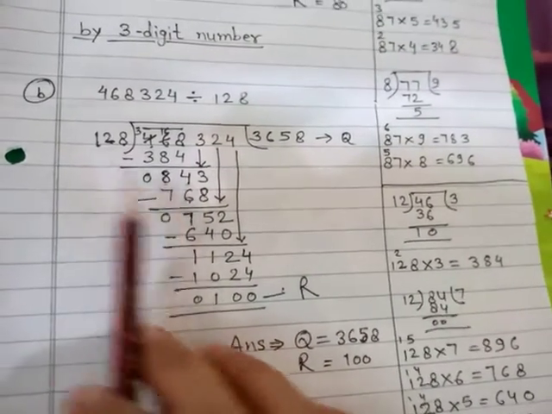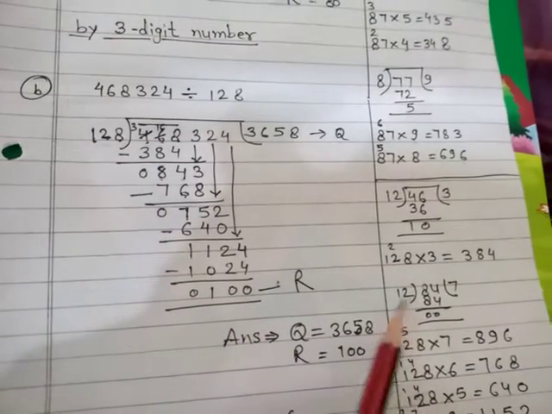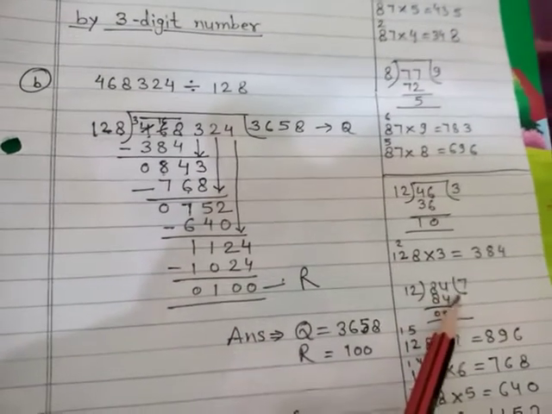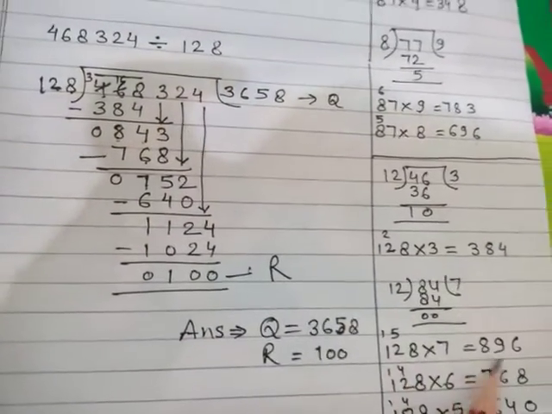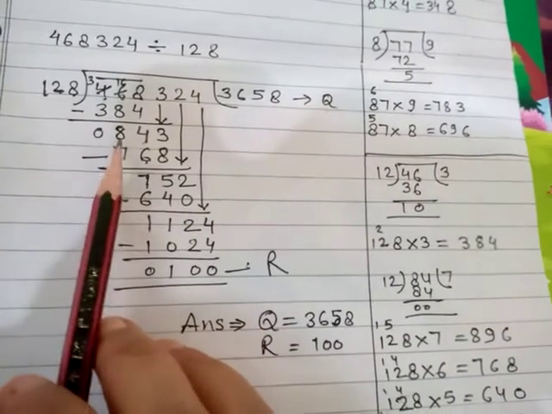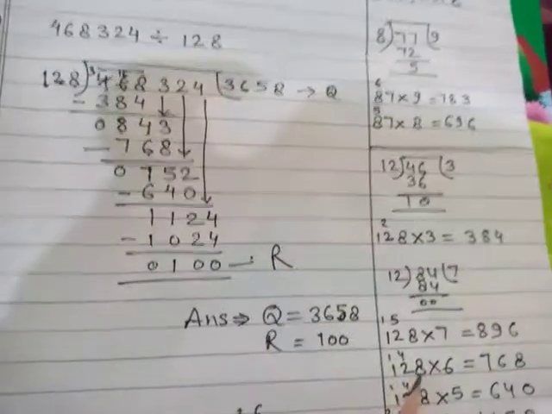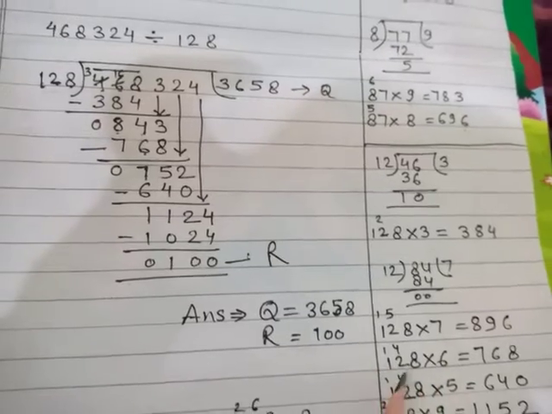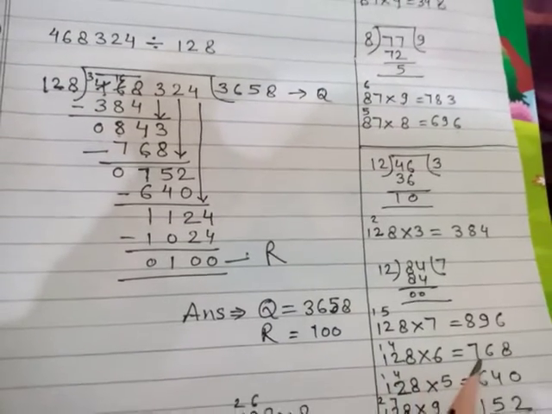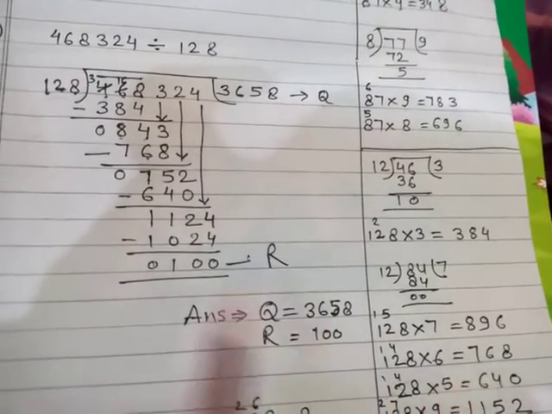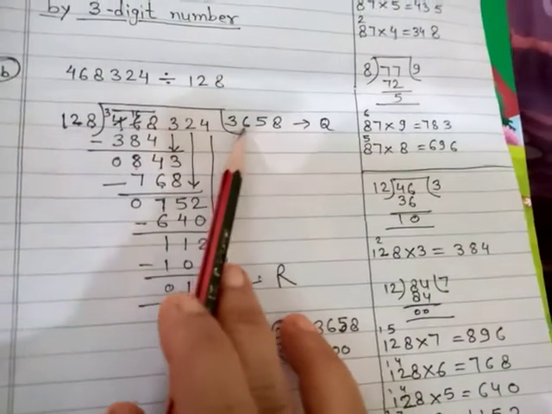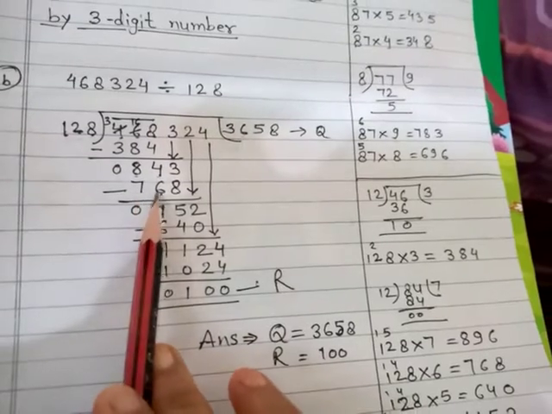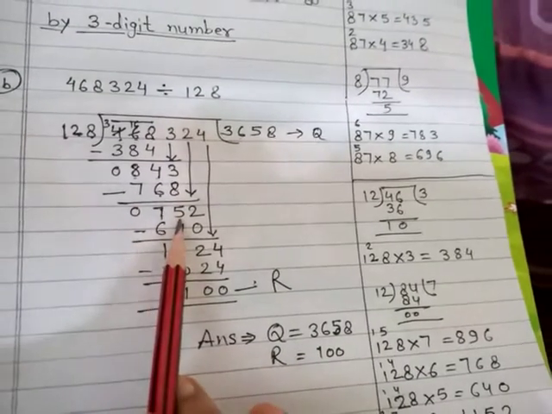Again take 84 from here and 12 from here. 7 times you can see here in the rough column. 7 times we can divide. Now we see 128 sevens. You see 128 into 7 is 896, and 896 is more than 843. That's why we will see 128 sixes. Multiply it, we get 768. Then we write 128 sixes are 768. Now subtract it, we will get 75.